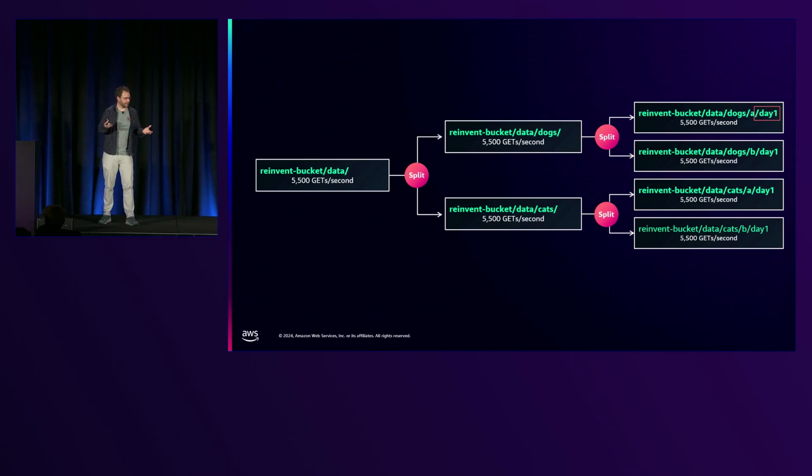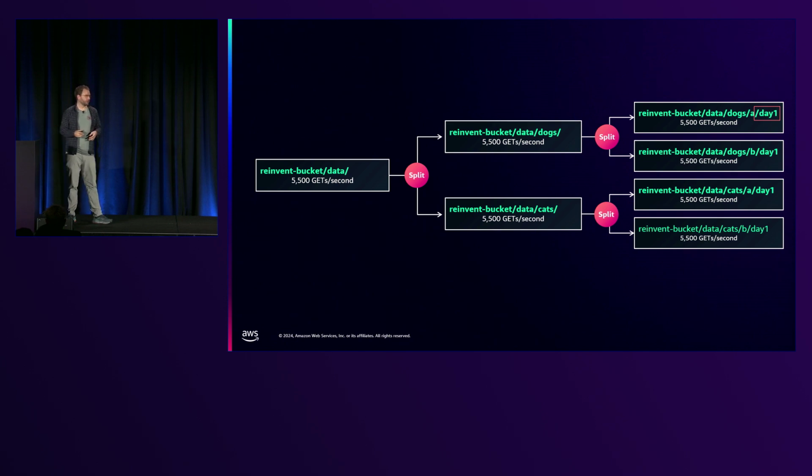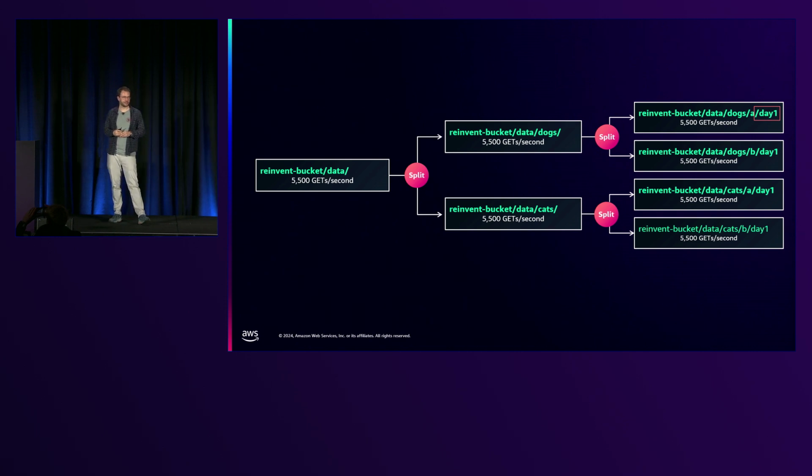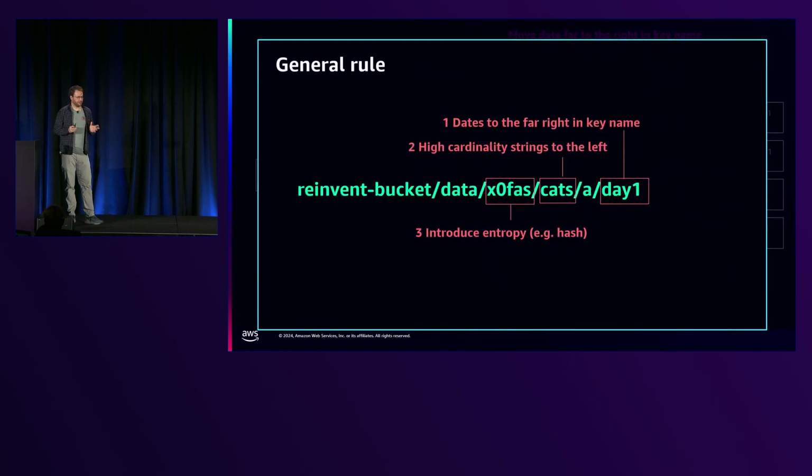And what happens on the next day? Well, the day 2 string will be part of that prefix, right? So on the next day, your bucket is already scaled up, your prefix is already scaled up, and you will get out of the box the 22,000 TPS that S3 scaled your prefix up for. So the general theme here is that you want to move dates and other things that change over time to the right in your key name, as far to the right as possible. Then any strings like IDs or some high cardinality strings should go on the left. And that's usually already enough.